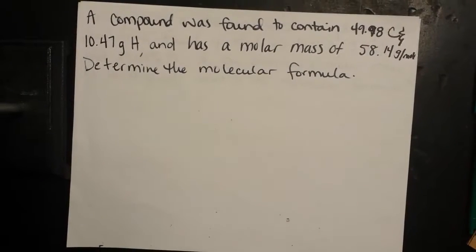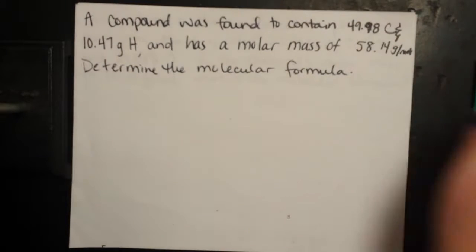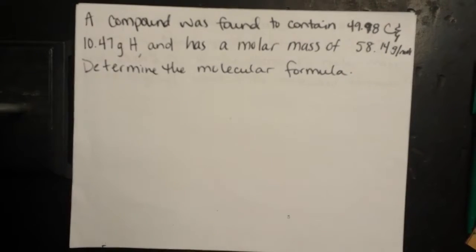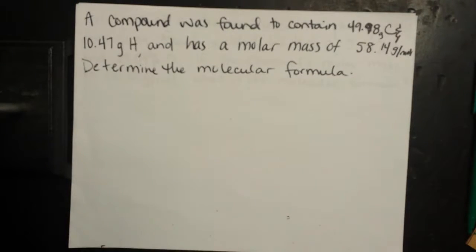In this example, we've got a compound that is found to contain 49.98 grams of carbon. I left the G off in that. Let's go ahead and write that in there. Grams of carbon, 10.47 grams of hydrogen, and then it's got a molar mass of 58.14 grams per mole. And we want to find the molecular formula.